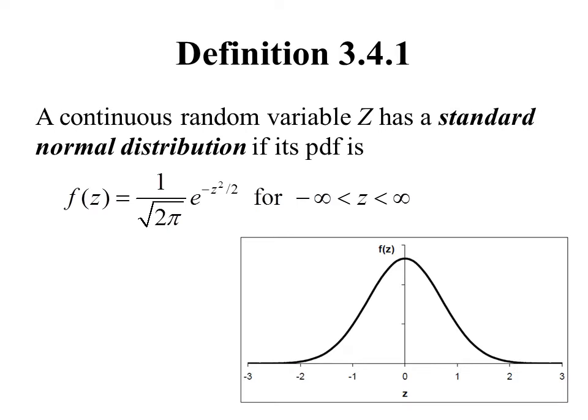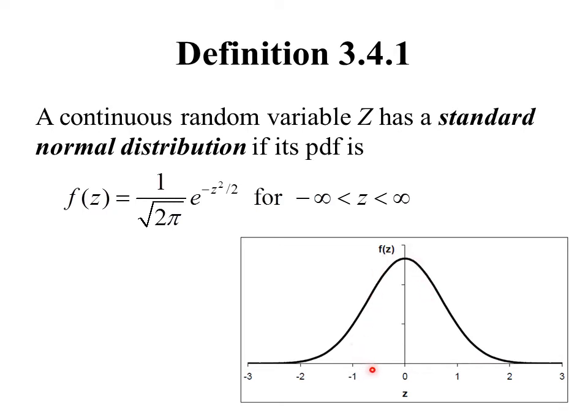Now here's the graph of this density function. Notice that it's got this nice bell curve shape. Notice that 0 is right in the middle. It's symmetric with respect to the vertical axis, which means the area under the left half is 1/2 and the area under the right half is 1/2.